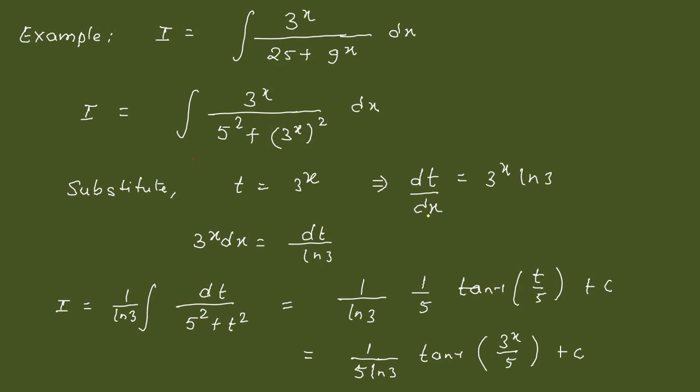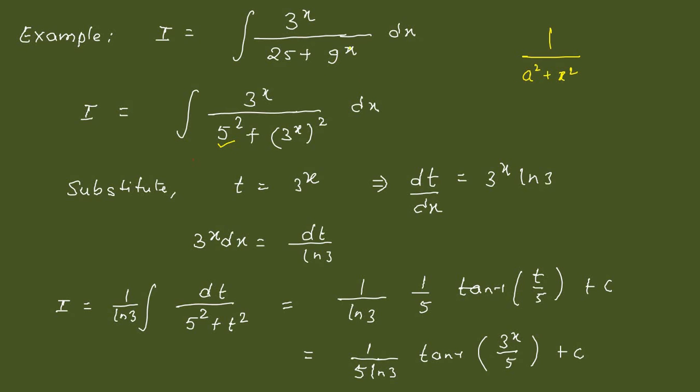Now let us try to apply the similar thing, the substitution before using the special line, in this particular example. This is the example where the numerator is 3 to the power x, and in the denominator we will have 25 plus 9 to the power x. Of course this 25 can be written as 5 square, because we can foresee that this will be in the form of a square plus x square.